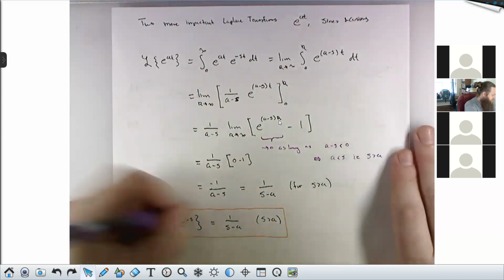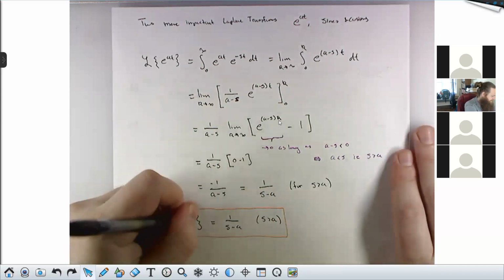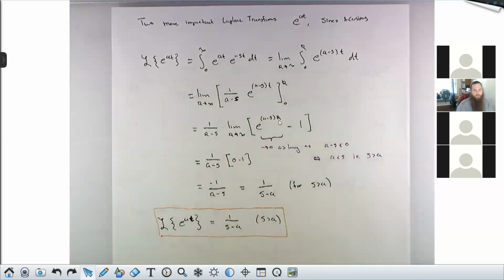Holy shit. So many symbols to juggle. Yeah, the function we are transforming is e to the at.